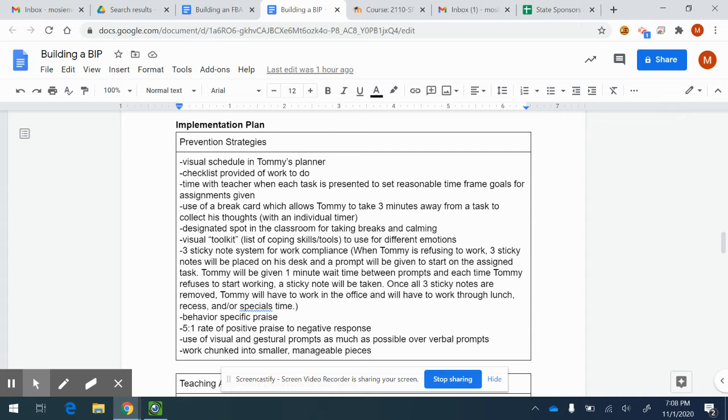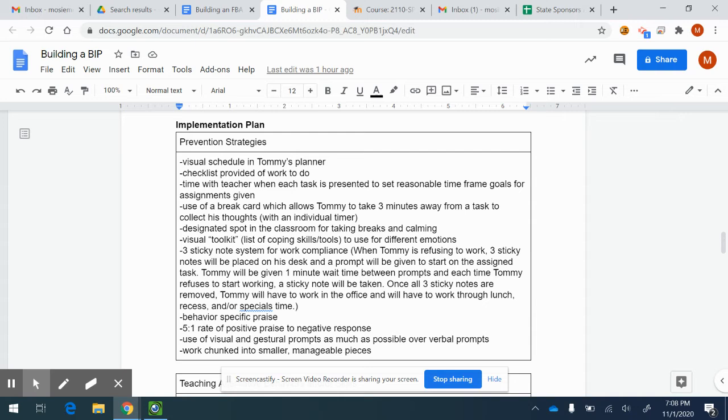So we talked about that a little bit before, but his sticky note system is that he is given 3 sticky notes on his desk. A prompt is given to remind him of what his work task is and to get started on the assigned task. He has 1 minute wait time between prompts, and then each time that Tommy refuses to start working, a sticky note is taken. Once all of them are removed, he has to work in the office. Again, he is escaping from class, but he is not escaping his work. So we're just setting different conditions for him at that time. So he has to work in the office.